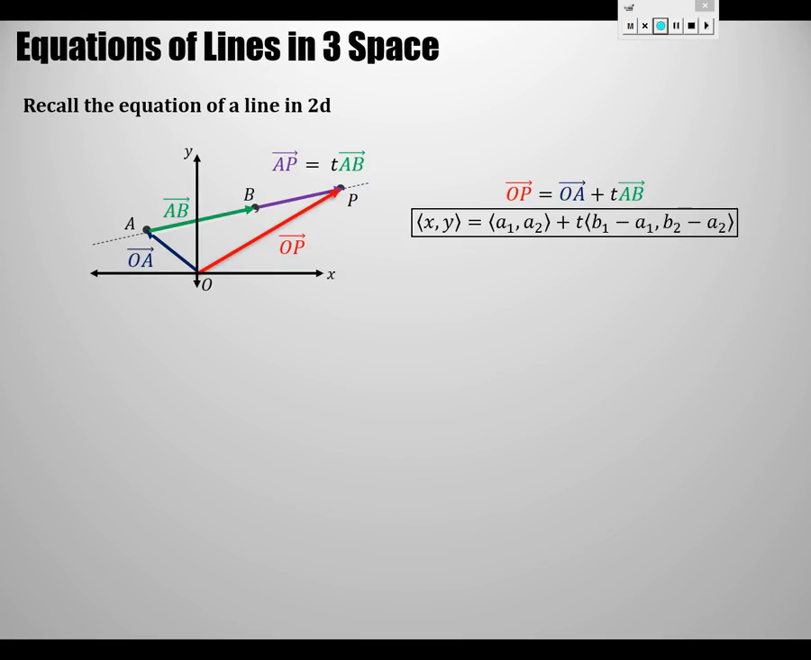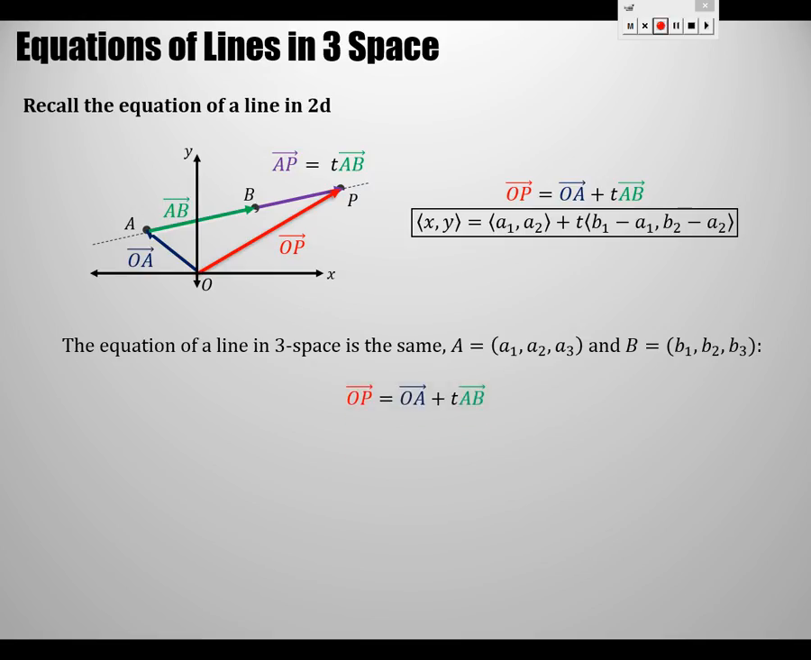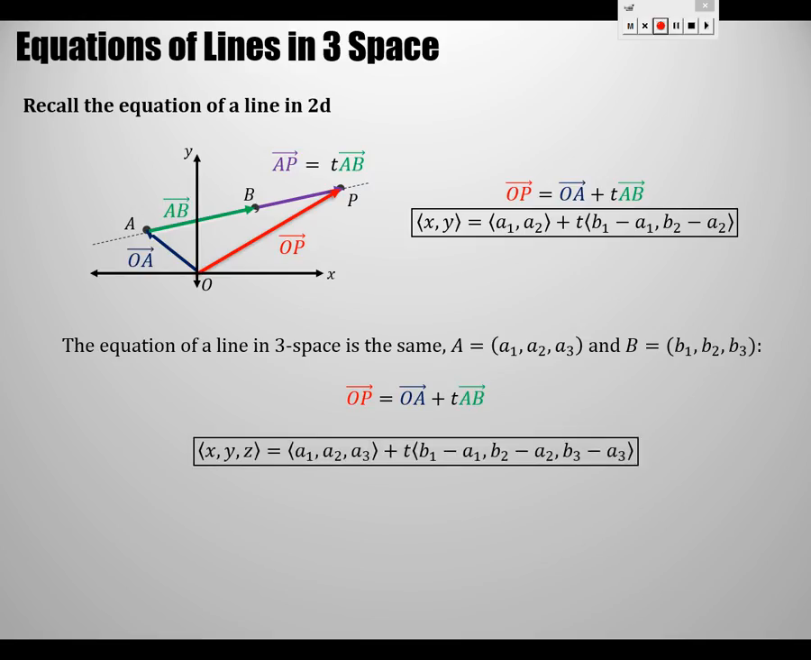Remember? Position vector plus t, the parameter, times some direction vector, right? So that was how we conceptualized the equation of a line. Well, the line in three space is the same equation, just with another component, right? So there's not too much to say. It's still position vector plus parameter times the direction vector.